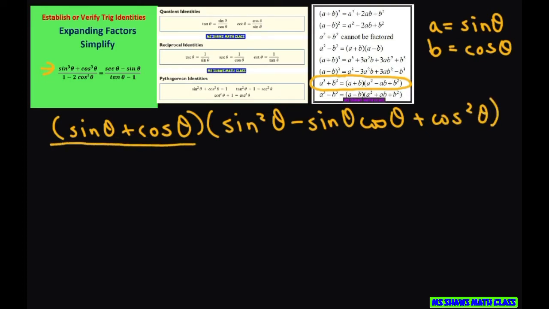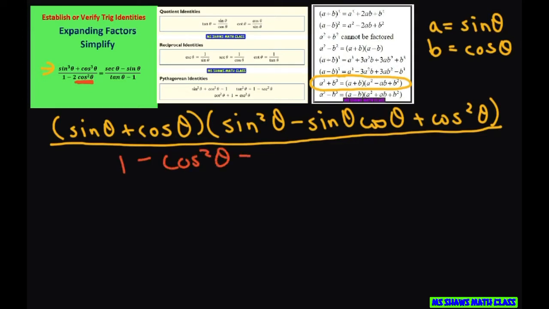Now for the denominator, we're going to expand that as well. We have two of these cosine squares. So it's 1 minus 2 of those. So basically, if you expand it, it's 1 minus cosine squared of theta minus cosine squared of theta.